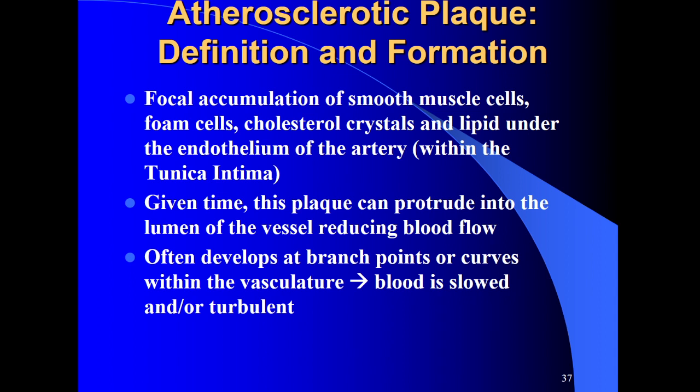Atherosclerotic plaque definition and formation. Focal accumulation of smooth muscle cells, foam cells, cholesterol crystals, and lipid under the endothelium of the artery within the tunica intima. Given time, this plaque can protrude into the lumen of the vessel, reducing blood flow. Often develops at branch points within the vasculature, where blood is slowed and or turbulent.